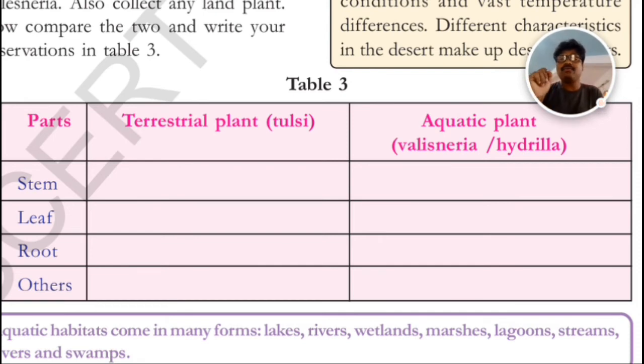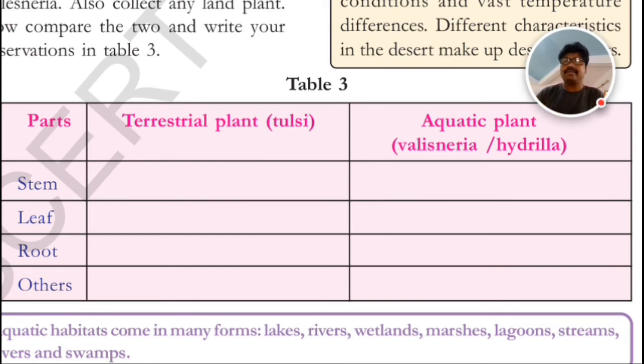Here, the stem of a terrestrial plant and aquatic plant you have to observe. What are the differences you find there? You have to mention it there. Whether the stem of the terrestrial plant is stronger or weaker than the stem of the aquatic plant, can you expect? Ashrit, can you tell me whether the stem of the terrestrial plant is weak or strong compared to the stem of the aquatic plant? Aquatic plant is weaker than... Very good. Yes. So, terrestrial plant stem is stronger.